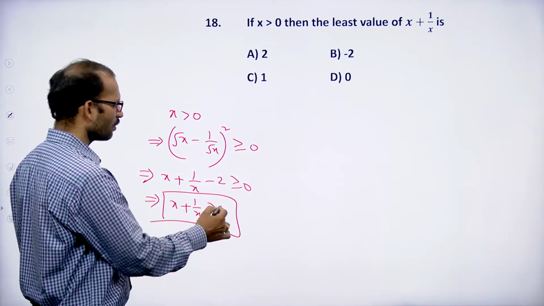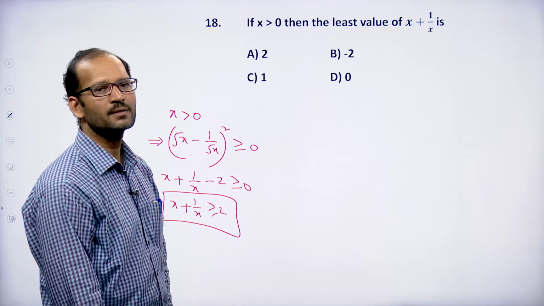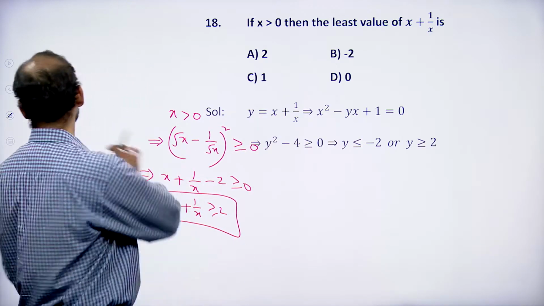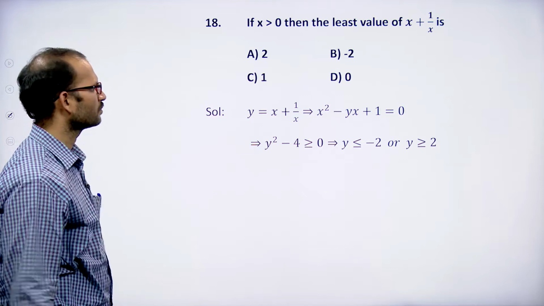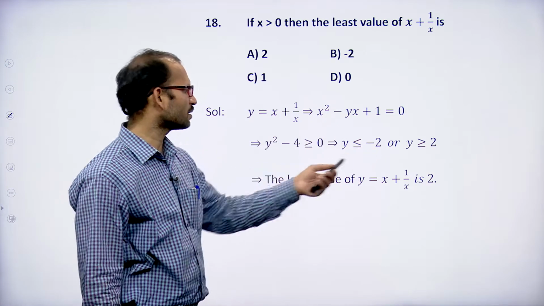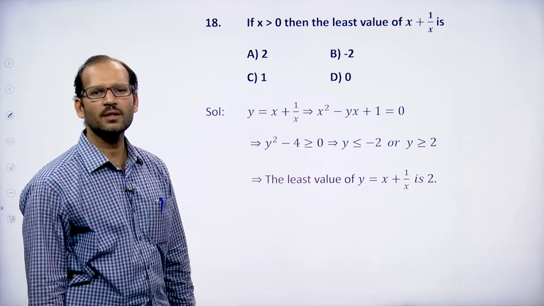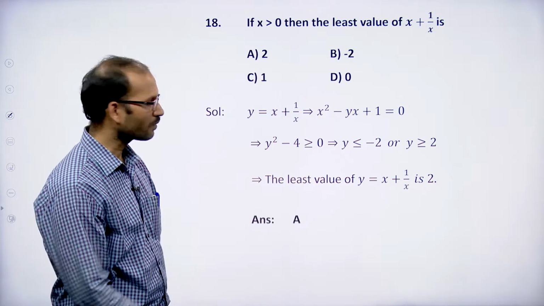So therefore, what is the minimum value? 2. 2 is my answer. A is the answer. Okay. So he has given here an explanation. He has taken it as a quadratic equation and solved, got the 2. Okay, another way we solved.